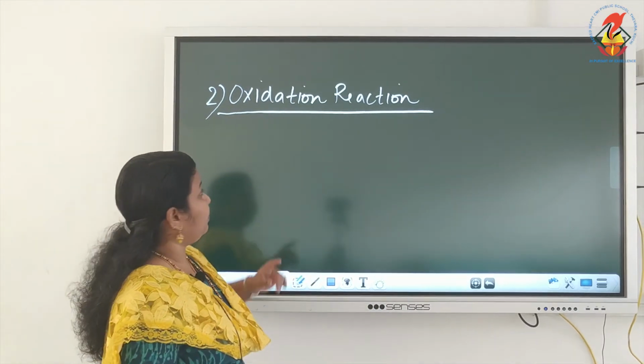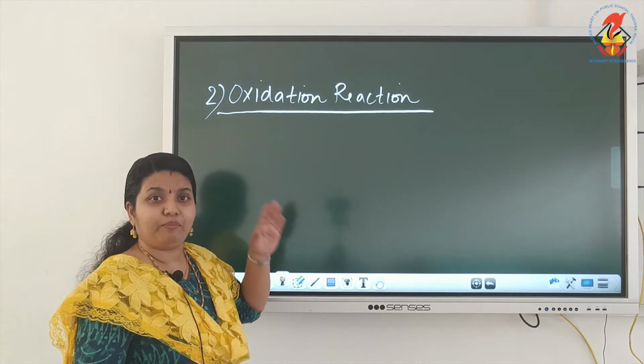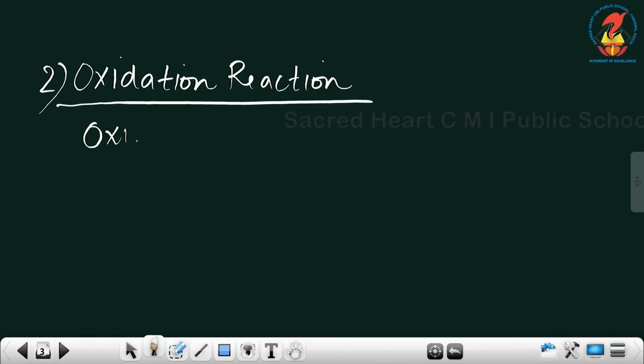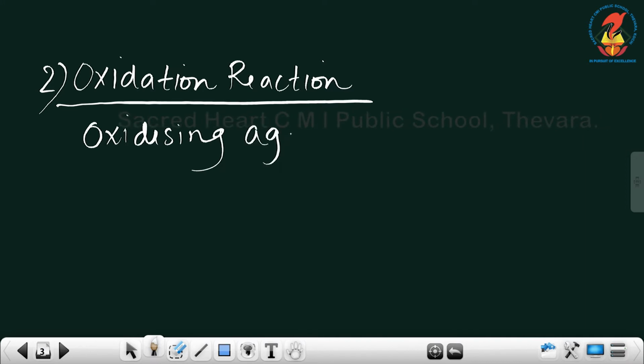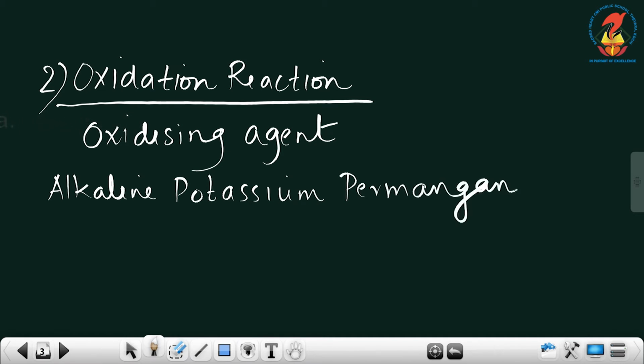But here what we are going to learn is that oxygen is added not directly. It is not a combination with oxygen. Instead, we make use of a substance known as an oxidizing agent, which can provide the oxygen needed for oxidation. We make use of an oxidizing agent like alkaline potassium permanganate. Potassium permanganate you have learned in 9th standard.